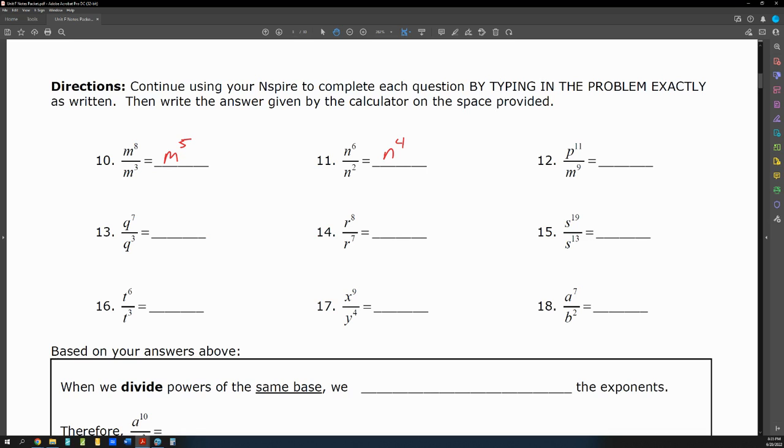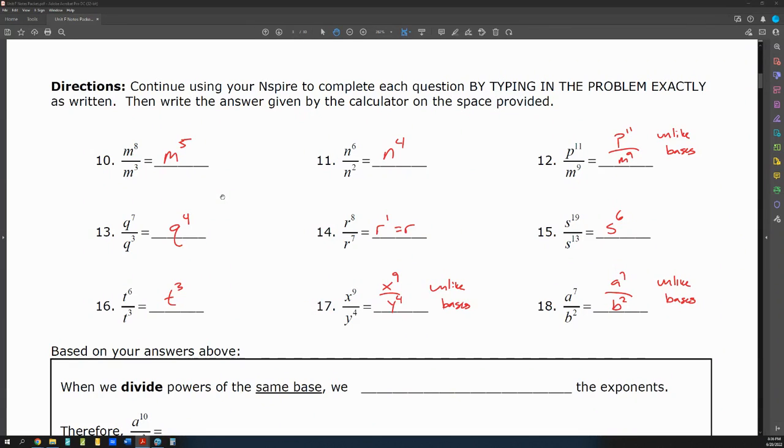So again, go ahead and pause the video and complete numbers 12 through 18 and see if you recognize a pattern. Unpause the video to check your work. All right, go ahead and check your work. A couple things I want to note about these. Number 12, 17, and 18 cannot be combined because we do not have like bases. These variables are not the same. The only other thing I want to note is number 14 simplifies to r to the first power, which you can just write as r.